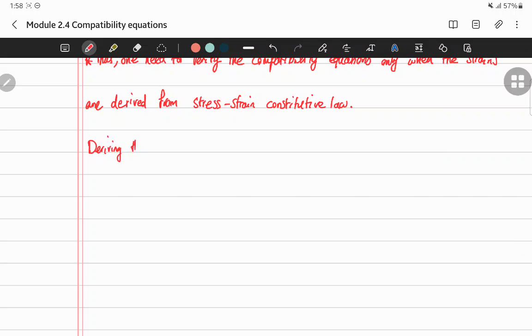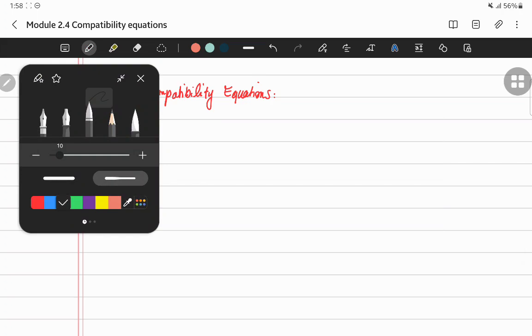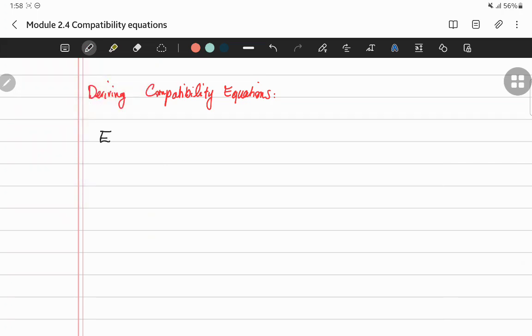Deriving the compatibility equations. All right. So for the infinitesimal strain, if you remember, we already wrote down that Eij is equal to half of Ui,j plus Uj,i. And let me just move this bit here. All right.